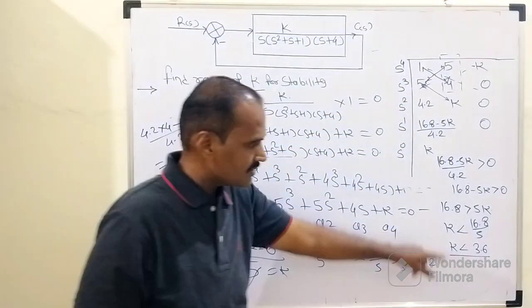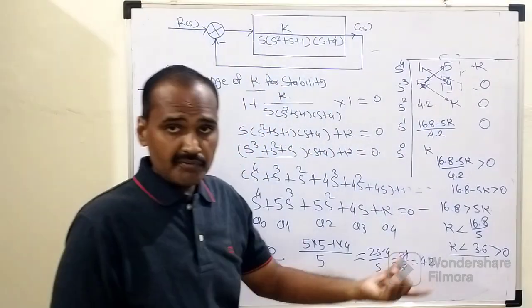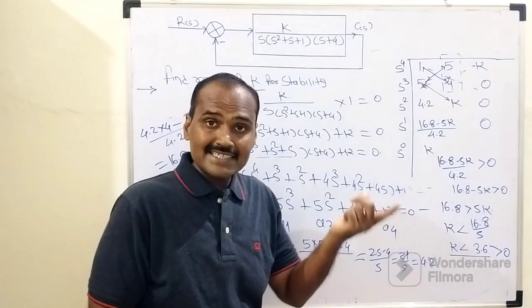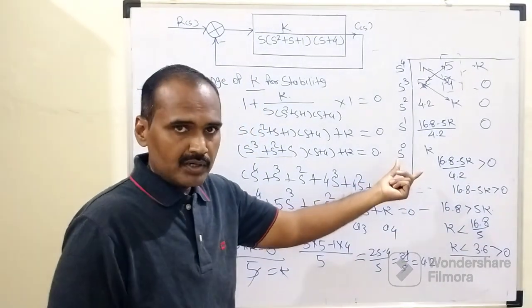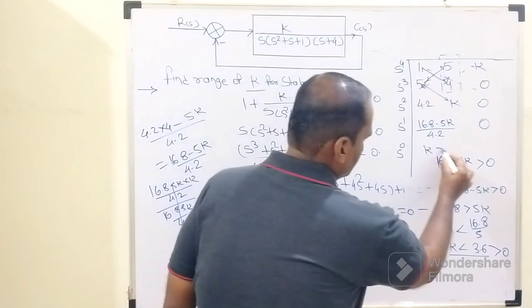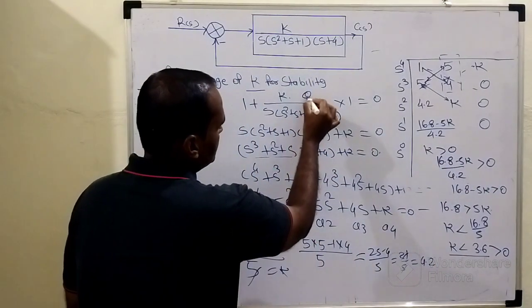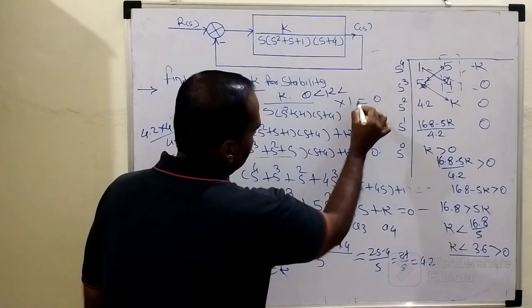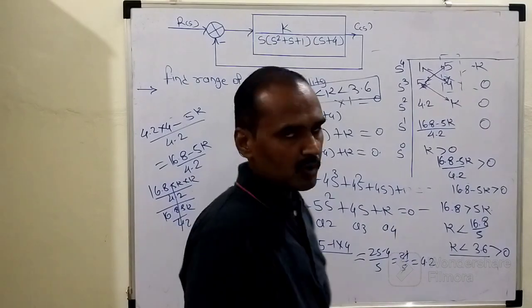So again this 3.6 is greater than 0. This will be the maximum value of that k. We are in need of that desired range, minimum to maximum, and what will the minimum value be? For that minimum value, k should be greater than 0. So the desired range for this k will be 0 less than k less than 3.6. So I will put this term within this rectangular box.